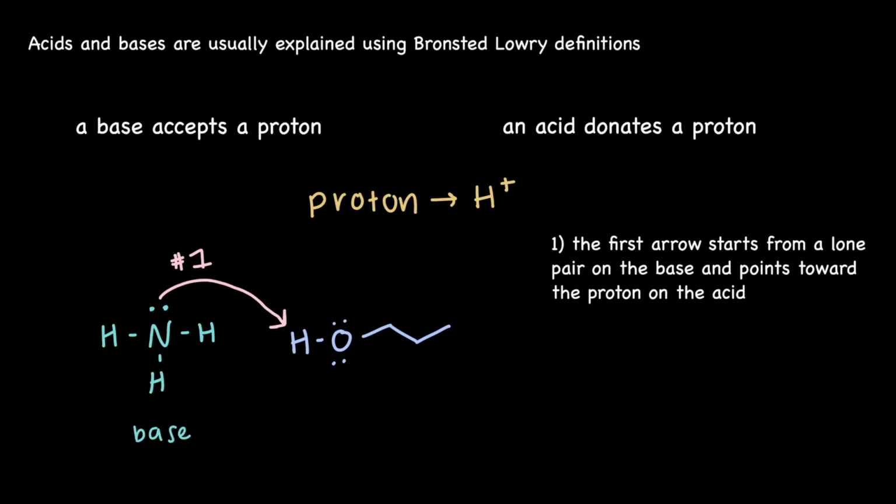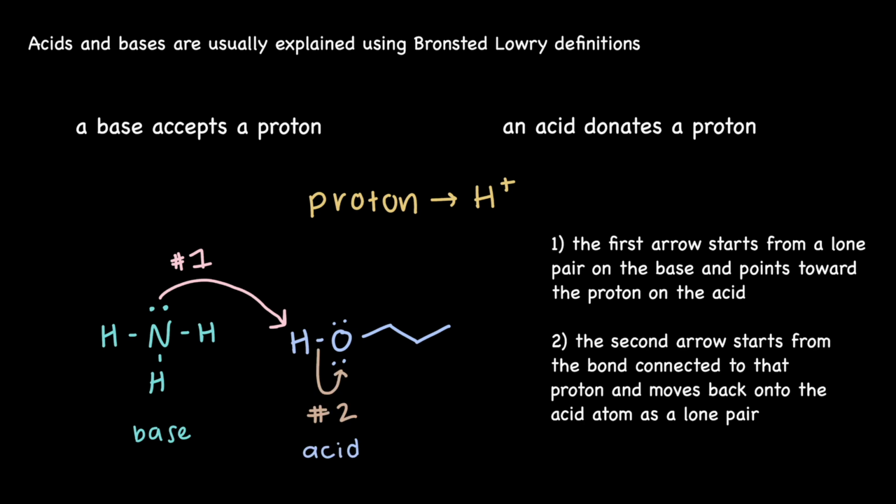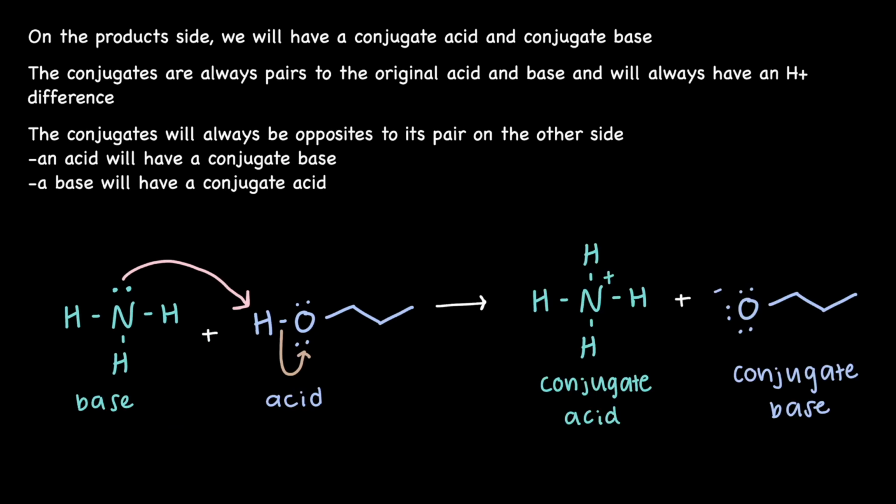The second arrow starts from the bond connected to that proton and moves back onto the acid atom as a lone pair. And then on the product side, we will have a conjugate acid and conjugate base. The conjugates are always pairs to the original acid and base, and will always have an H+ difference, and be opposites of its pair on the other side. An acid will have a conjugate base, and a base will have a conjugate acid.